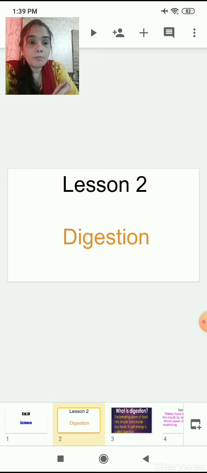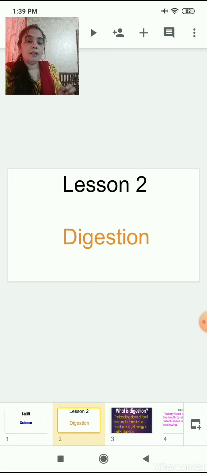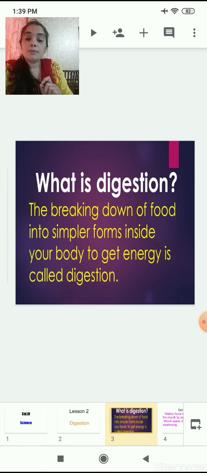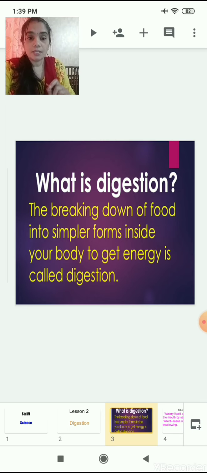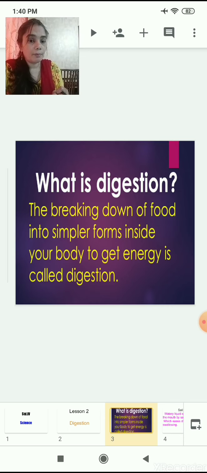So do you remember what is digestion? Yes, our body cannot directly use the food that we eat to give us the energy. So the food we eat is broken down into simpler forms inside your body to get energy. It is called digestion. And then the blood takes the digested food to all parts of our body.